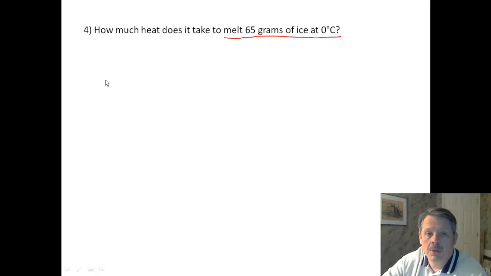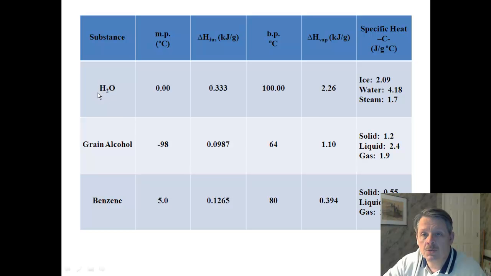So if we think of our graph that we have, we're talking about ice melting. It is staying at 0 degrees Celsius. Right. So as we look at our numbers, instead of our specific heat, what we want to look for is the heat of fusion. How much energy does it take to melt stuff? And here it says it takes 0.333 kilojoules per gram.